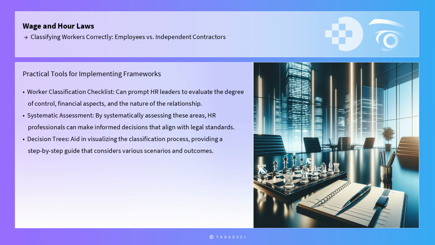Practical tools for implementing these frameworks include checklists and decision trees that guide HR professionals through the classification process. For example, a worker classification checklist can prompt HR leaders to evaluate the degree of control, financial aspects, and the nature of the relationship. By systematically assessing these areas, HR professionals can make informed decisions that align with legal standards. Additionally, decision trees can aid in visualizing the classification process, providing a step-by-step guide that considers various scenarios and outcomes.